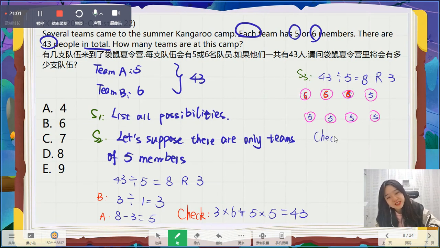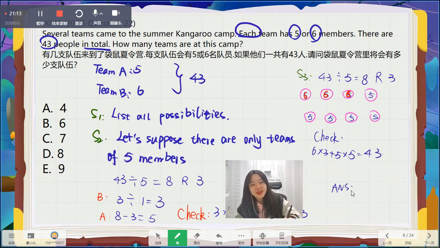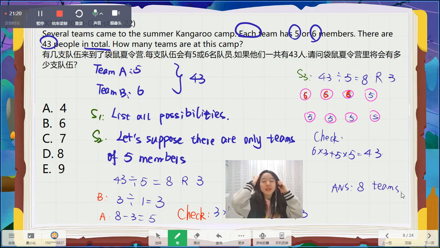And let's check it. Is that correct? So 6 times 3 plus 5 times 5 equals 43. So it's correct. And let's give the final answer. How many teams are here? 8 teams. Don't forget to write down this because sometimes there are so many steps to write down. That's why we need to remember to write the final answer to remind the teacher. Hi teacher, my answer is 8 teams, okay? So I have got it.